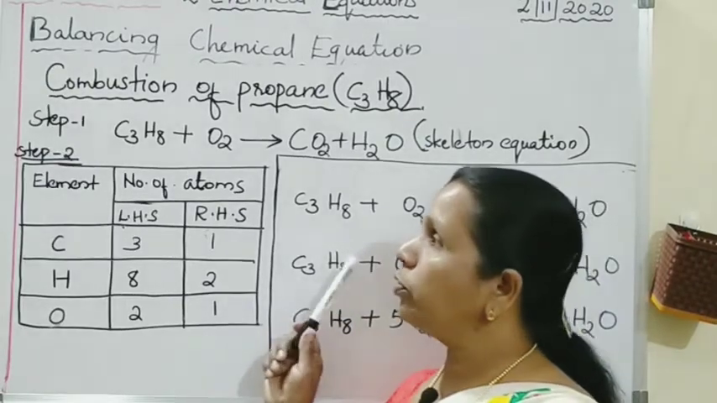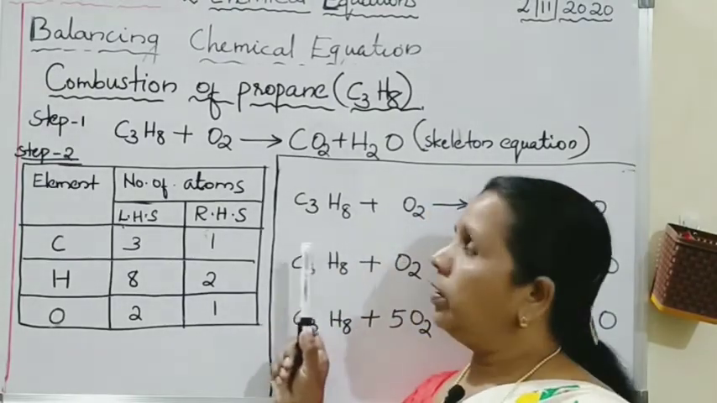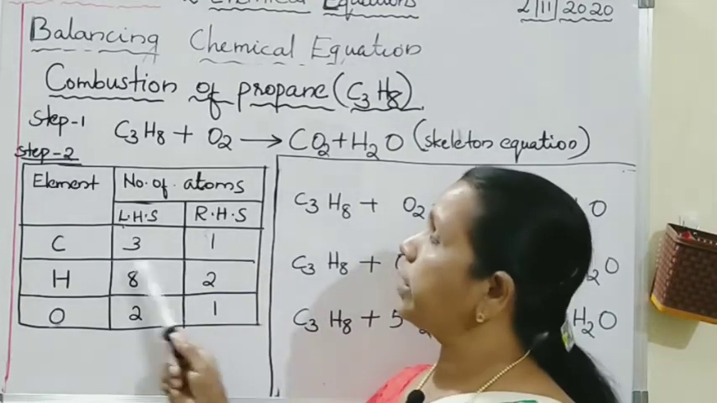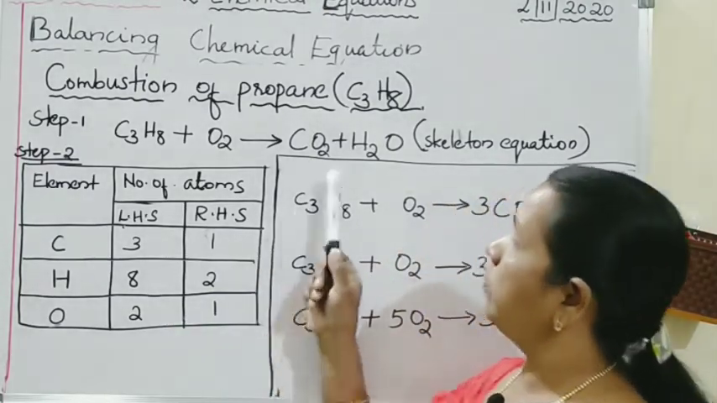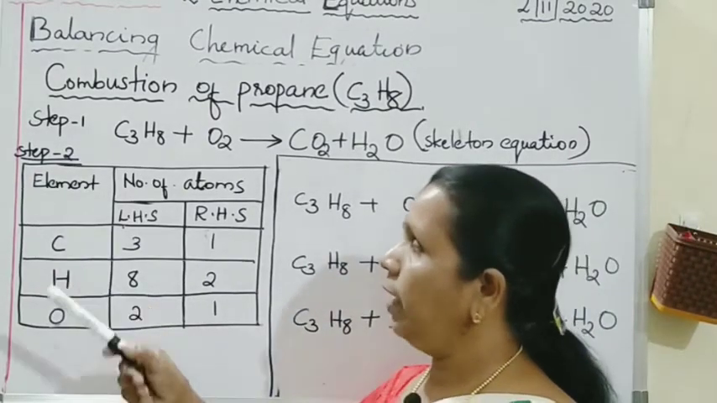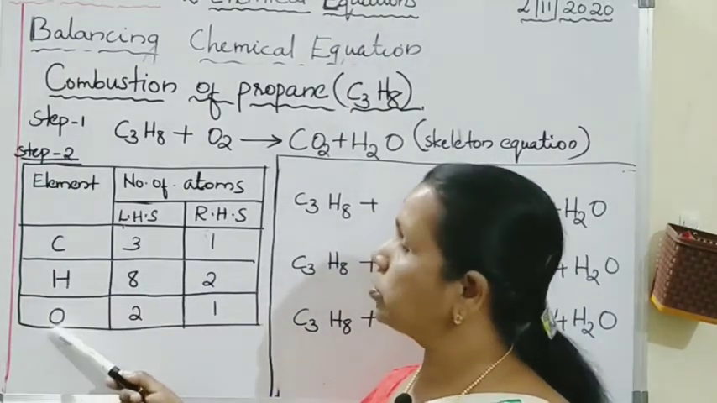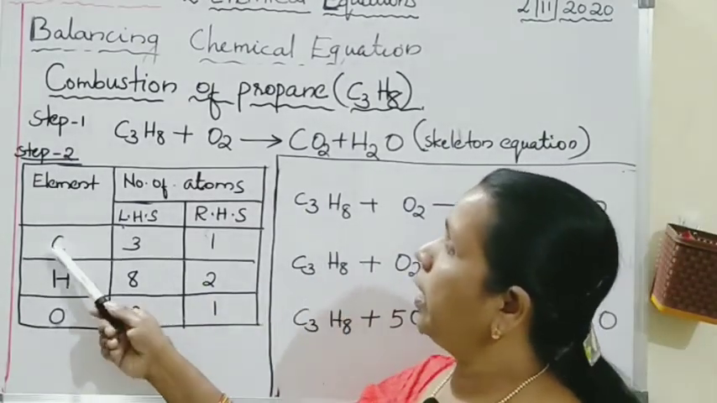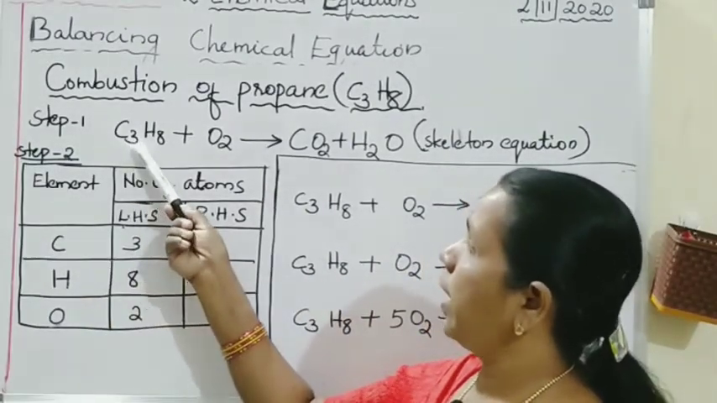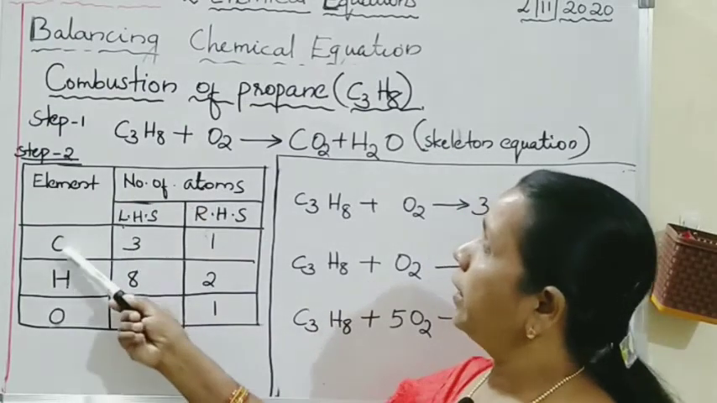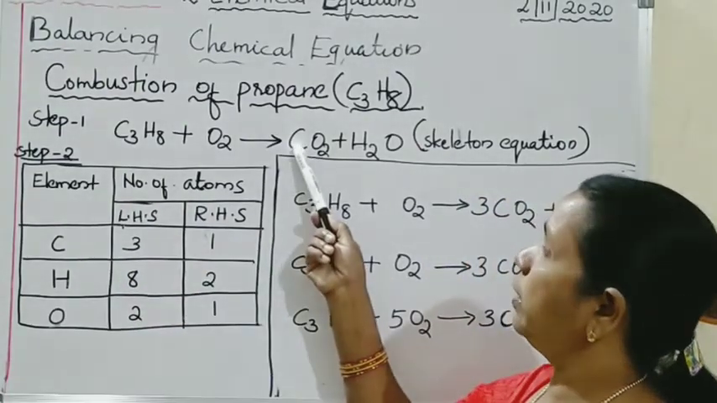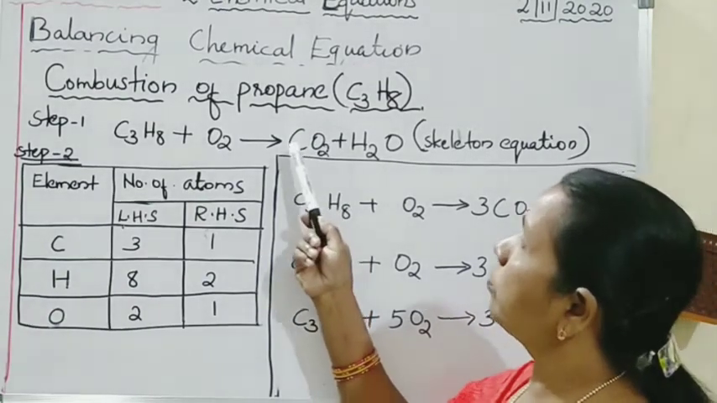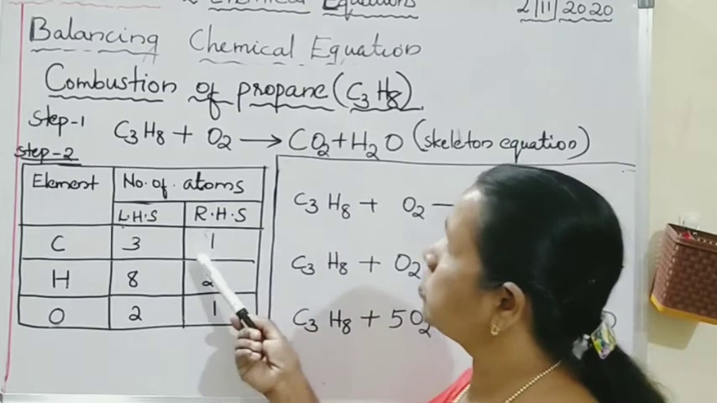And the next step, step 2, is comparing the number of atoms of each element on both sides. The elements are carbon, symbol C, hydrogen, symbol H, and oxygen, symbol O. The number of atoms on the LHS: for carbon, on the LHS 3 atoms are there, so I wrote 3 here. And on the RHS it is only 1 atom. Therefore, the carbon number of atoms is 1.